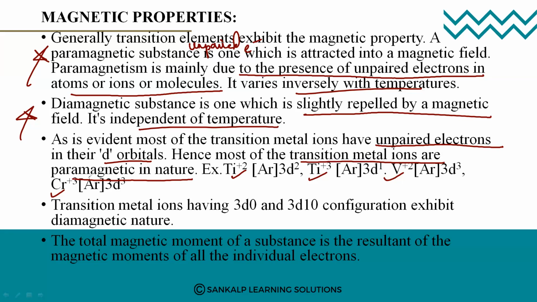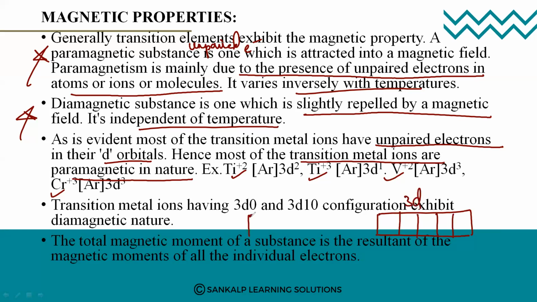If there are paired electrons, that means all the electrons are paired, then they show diamagnetic property. Okay, then transition metal ions having 3d0, what does that mean? D means 1, 2, 3, 4, 5. 3d0 means in their d orbitals there are 0 electrons.